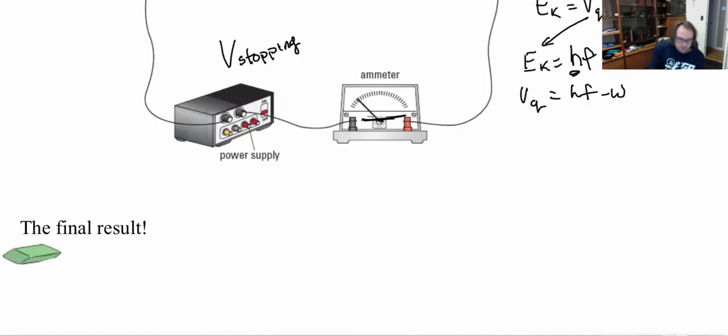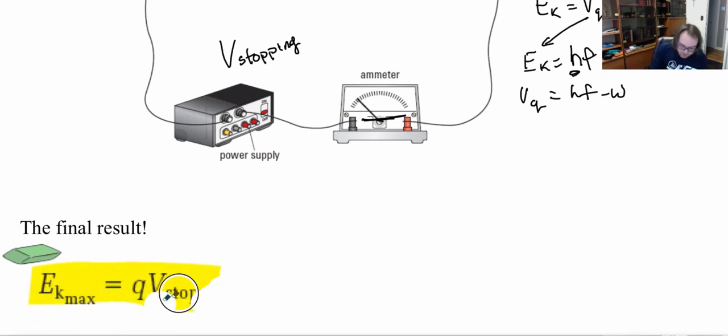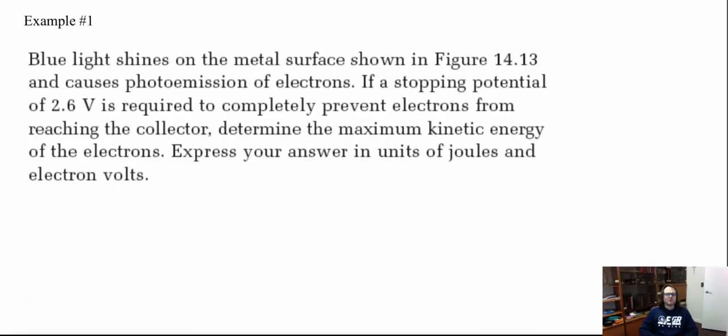So our final result from our experiment is this formula right here, which is extremely powerful. Kinetic energy, the maximum kinetic energy, is equal to my electron charge multiplied by my stopping voltage. In this example, we have a blue light that shines on the metal surface as shown in your textbook and causes the photoemission of electrons. If a stopping potential of 2.6 volts is required to completely prevent the electrons from reaching the collector, determine the maximum kinetic energy of the electrons. Express your answer in units of joules and electron volts.